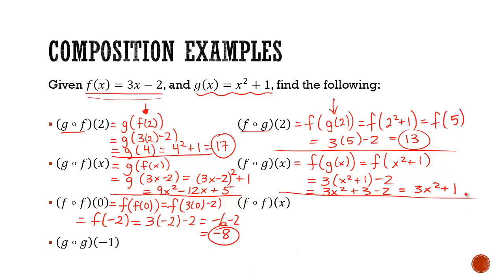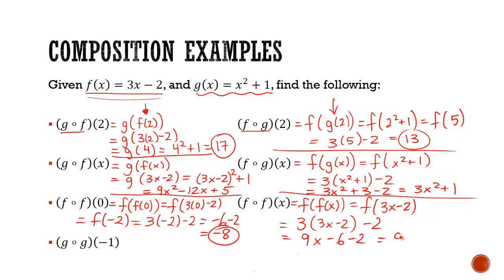So in general, what happens if we compose f with f of x, a random number? Well, that would be, by definition, f of f of x, which means in f, our input is 3x minus 2. So we're taking 3 times (3x minus 2) minus 2, and when we simplify that, we get 9x minus 8.